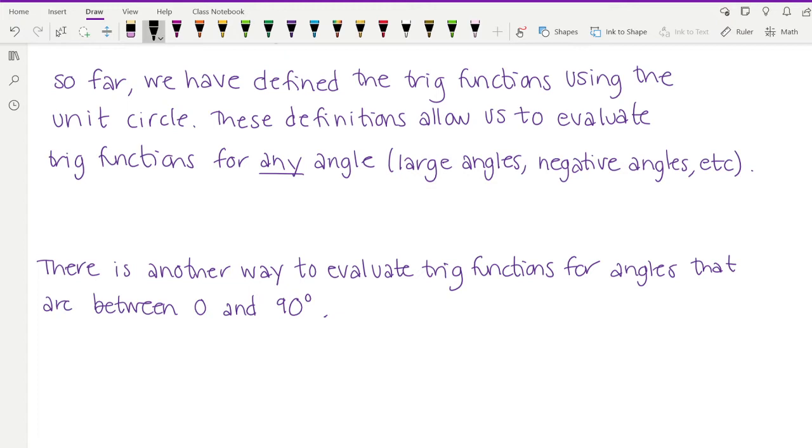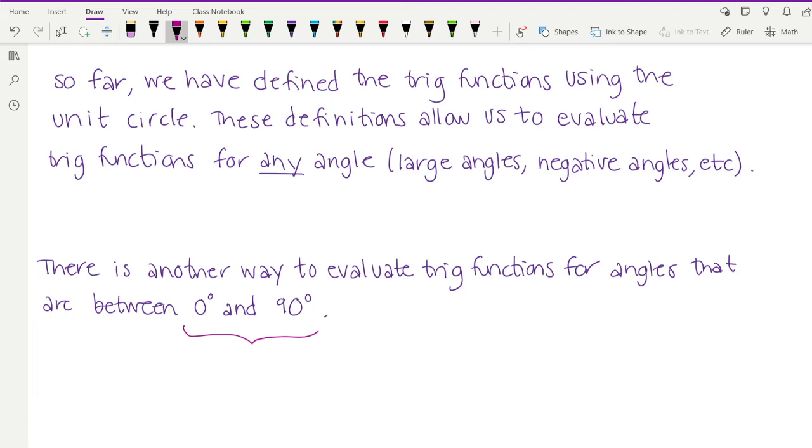So the approach that we're going to be talking about today is right triangle trigonometry, and we'll see that right triangle trigonometry really only works for angles that are between 0 and 90. So what is special about angles between 0 and 90 degrees? Well, those are angles that can fit within a right triangle.